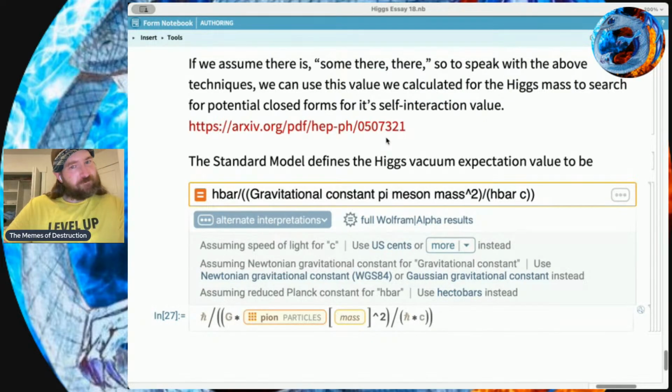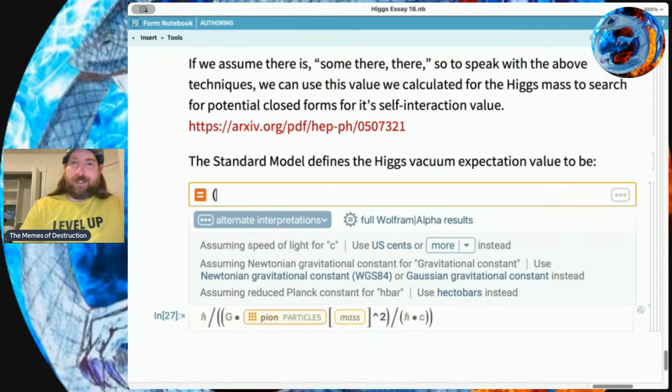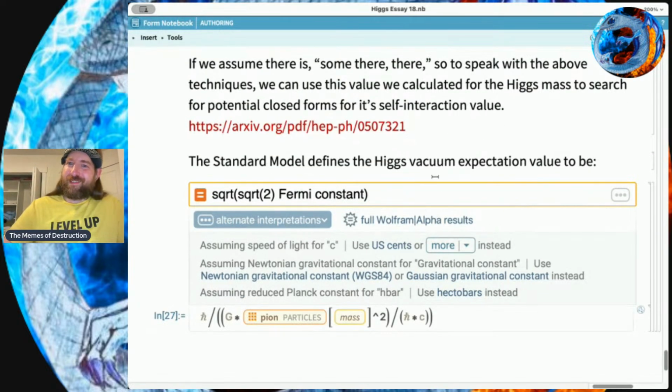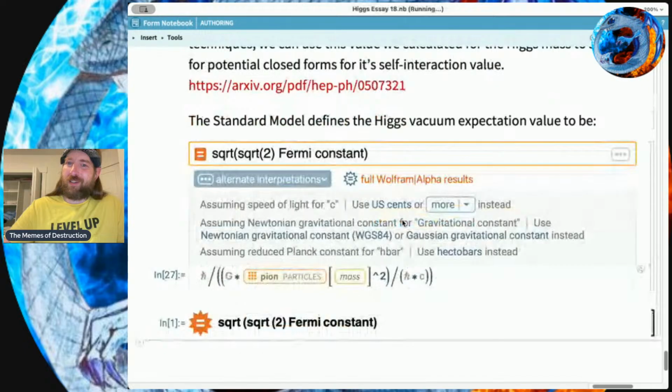All right. Square root 2 Fermi constant, square root the whole thing. v is the square root of 2 Fermi constant. Oh, enable dynamics. Yes, need our magic. Oh, Wolfram.